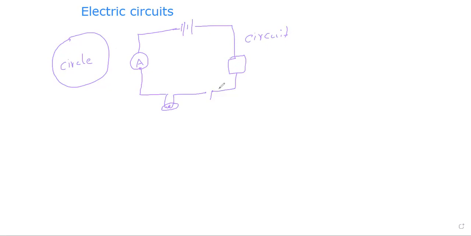The charges will also flow in the circuit from there to there, provided the switch is closed. That's a switch there. And that's a bulb there. It's an emitter here. And that's a resistor here. And then there's a source of energy up there.